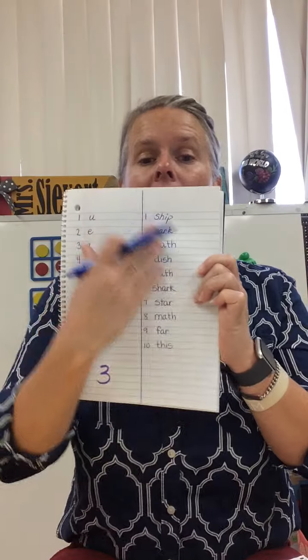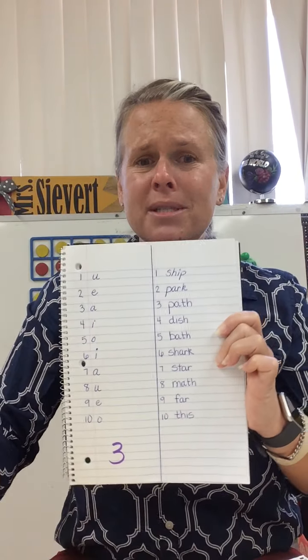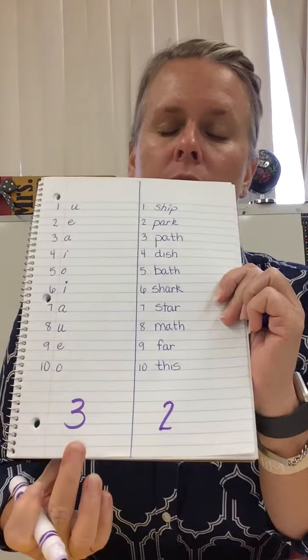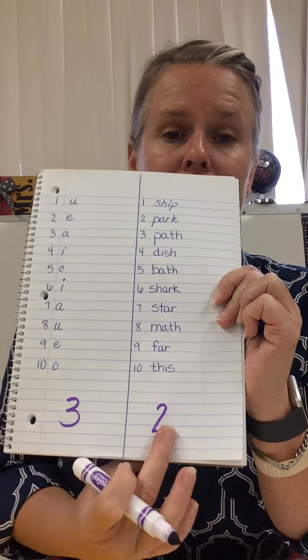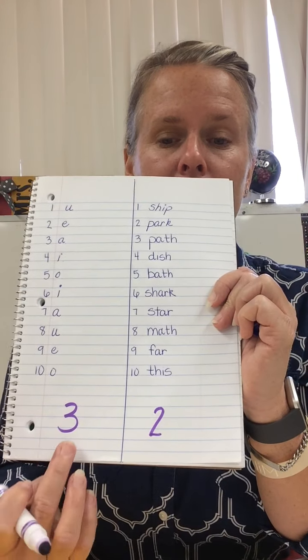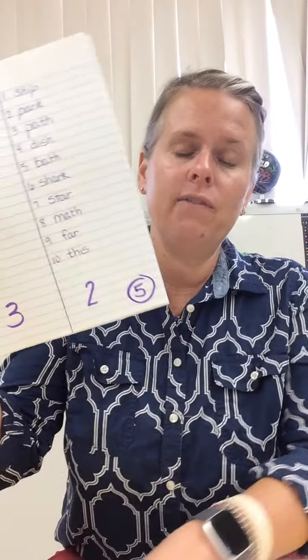Okay, so add up how many oopses you had. So I'm just going to pretend I had 2. So right now I've kind of got a math problem. I have 3 plus my 2 that I had, 3 plus 2, so 3, 4, 5. That means on this page, I had 5 oopses.